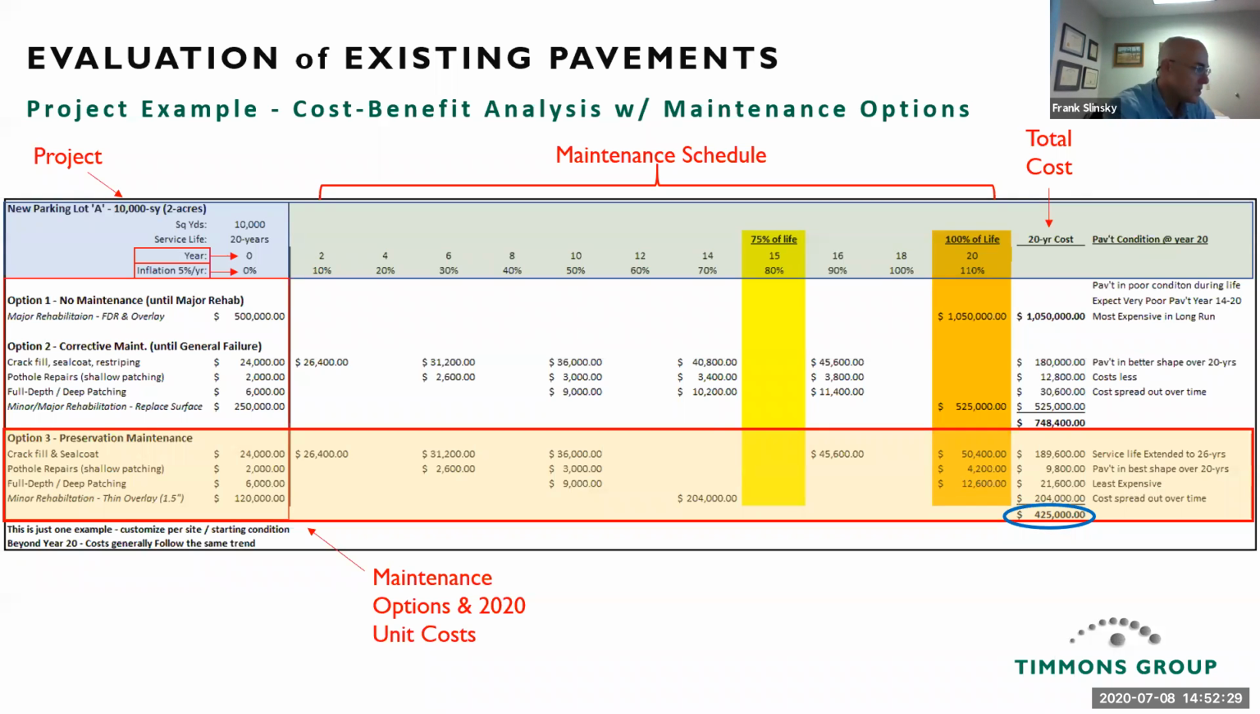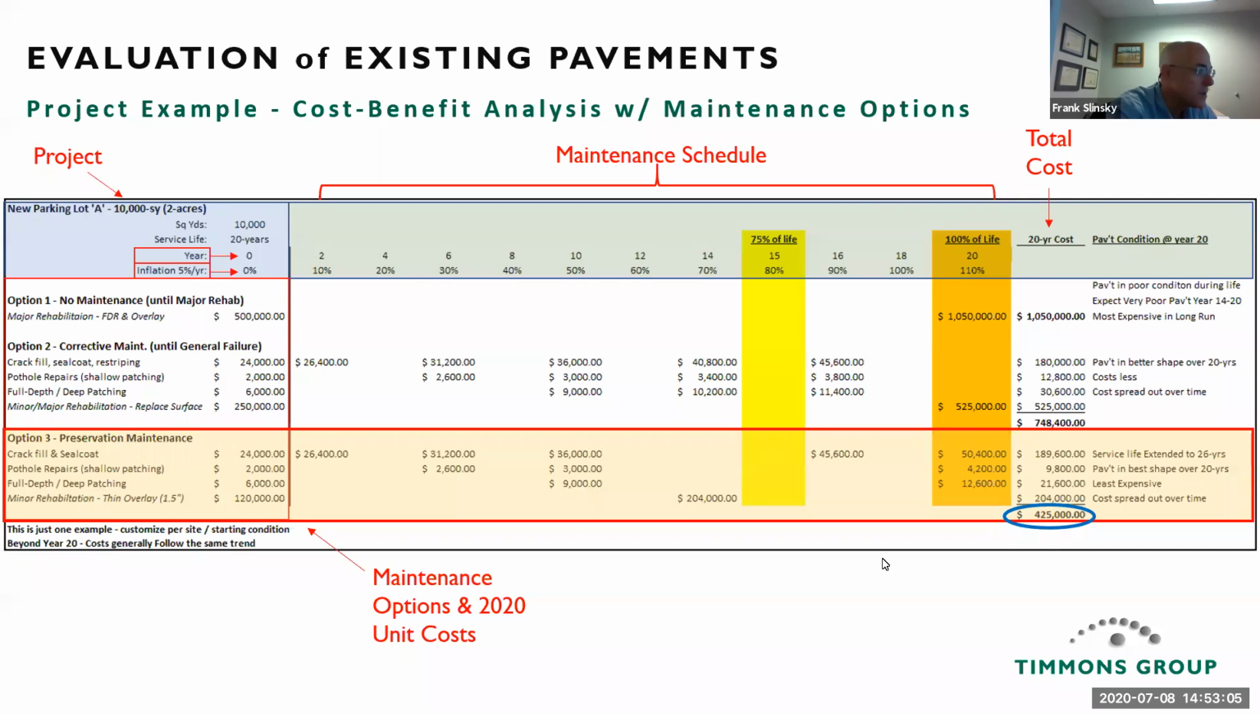And then preventative maintenance. So this is very similar to option 2, but in this case, the pavement was in good condition at year 14. So now you're only dealing with a minor rehabilitation, thin overlay, like 1.5 inches. So you do that, and then you add up your costs. You don't have to do your seal coating. You just have to do seal coating at 2 years later. No patching, no pothole repairs. And at year 20, you're at $425,000.